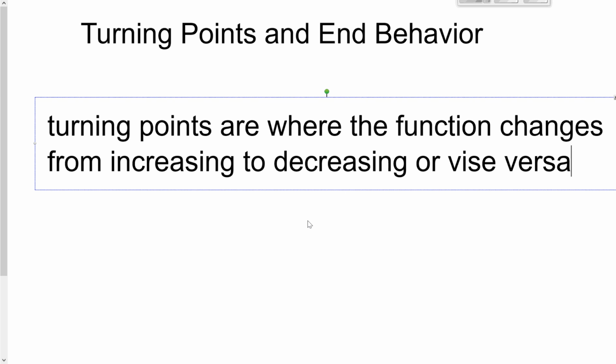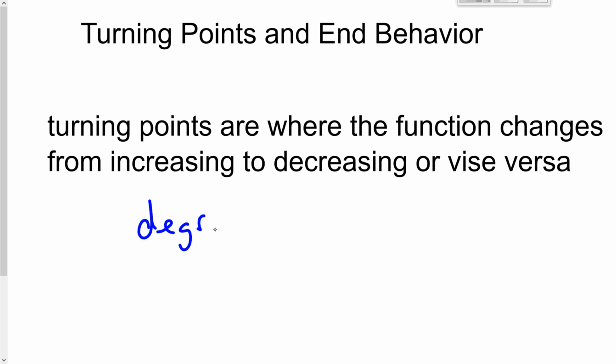The subject of section 4 of chapter 3 is turning points and end behavior. Turning points are where the function changes from increasing to decreasing or from decreasing to increasing. If we're looking at a polynomial function of degree n, then there are going to be n minus 1 turning points.